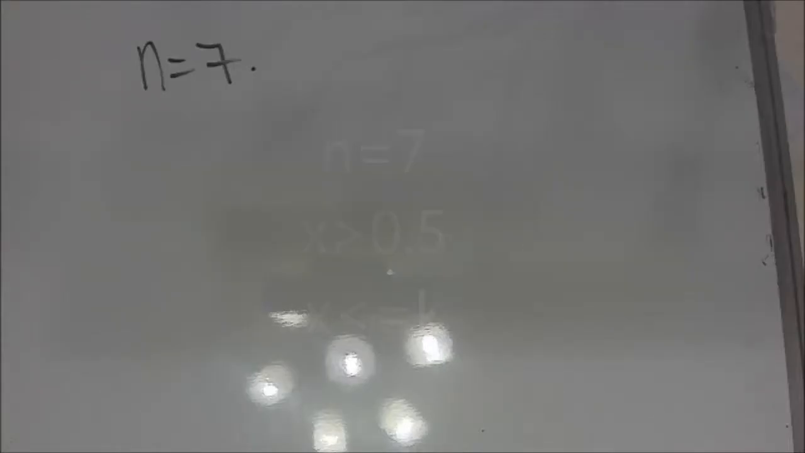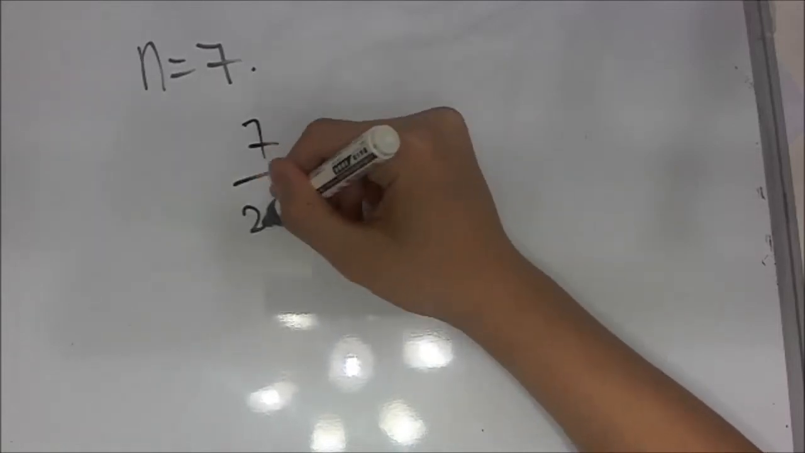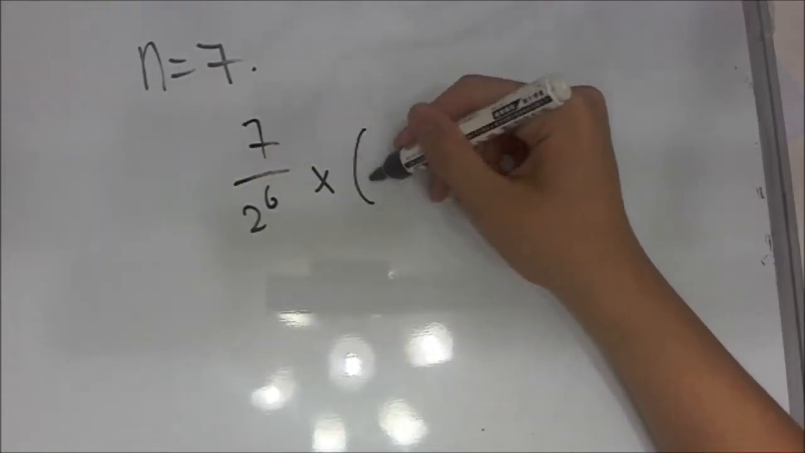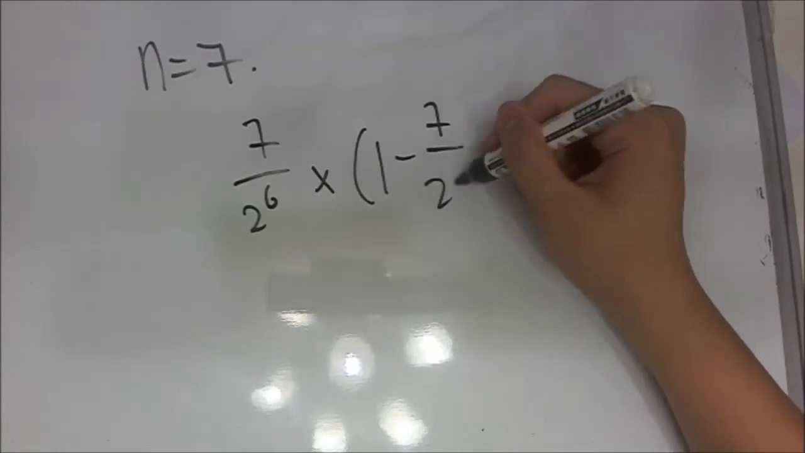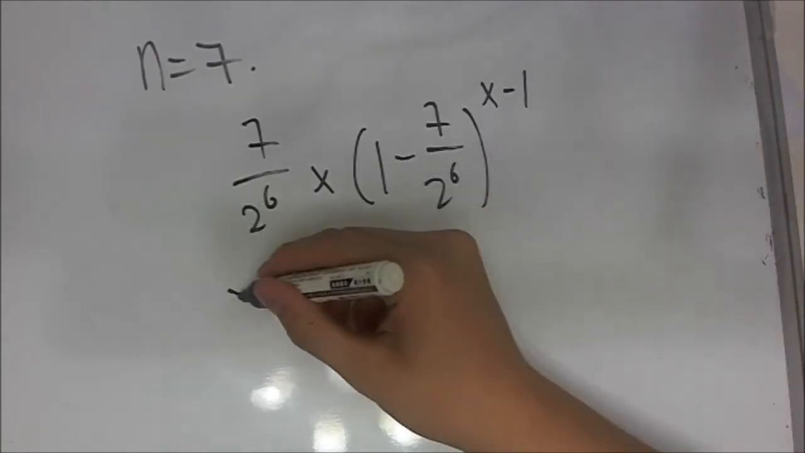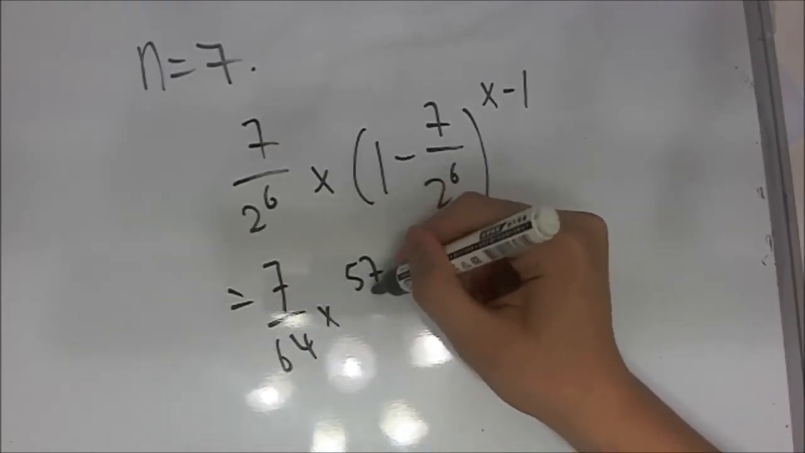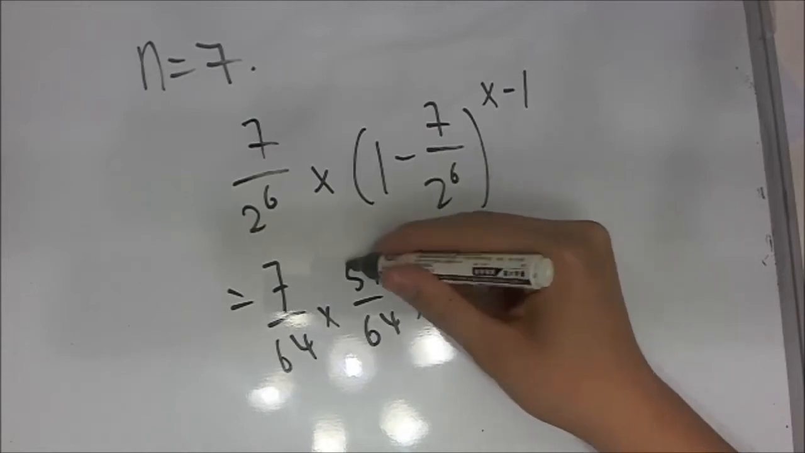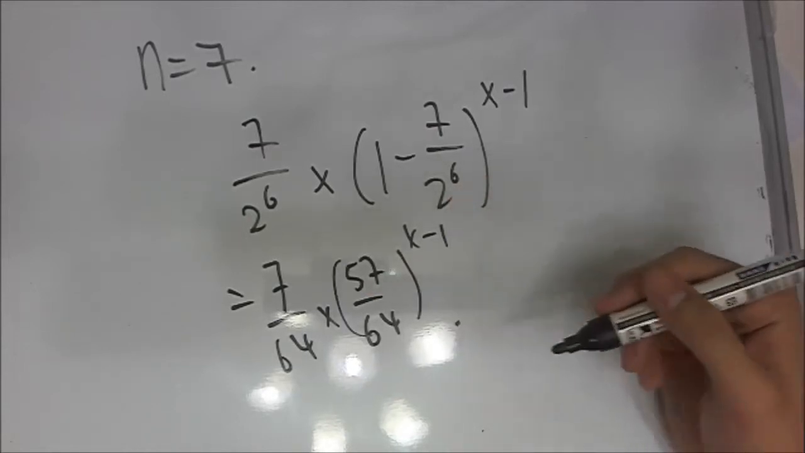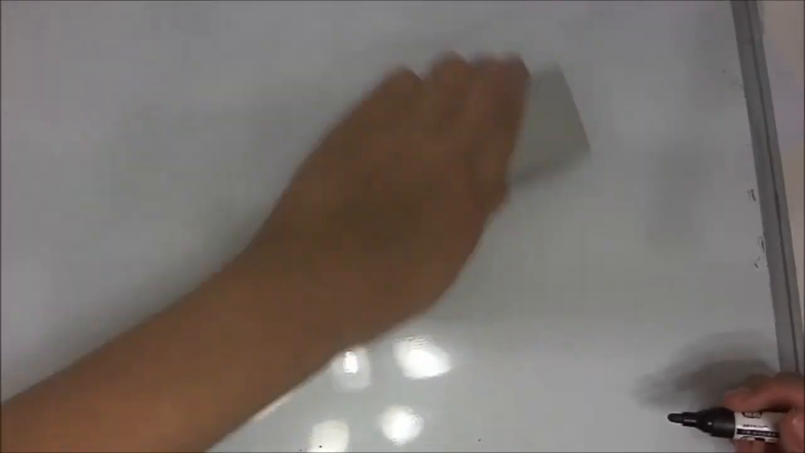First, we substitute n equals 7 in the formula. This gives us 7 divided by 2 to the power of 6, times brackets 1 minus 7 divided by 2 to the power of 6, close brackets, to the power of x minus 1, which is equal to 7 divided by 64 times 57 divided by 64 to the power of x minus 1. So now what do we do with this? Well, now we have to find the value of k.